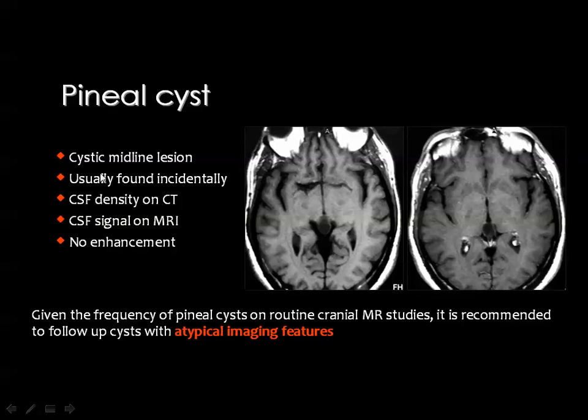Then this is the cystic midline lesion in the quadrigeminal cistern, usually found incidentally, especially if it is small. It will show CSF density on CT, and it has an almost CSF signal on MRI. If you inject the contrast media, then no enhancement will be seen.